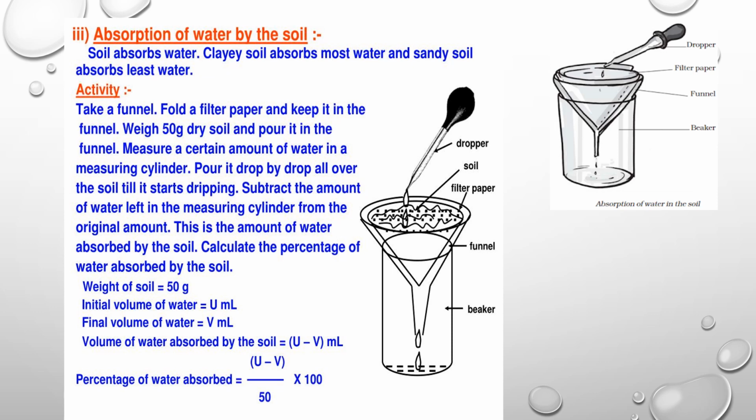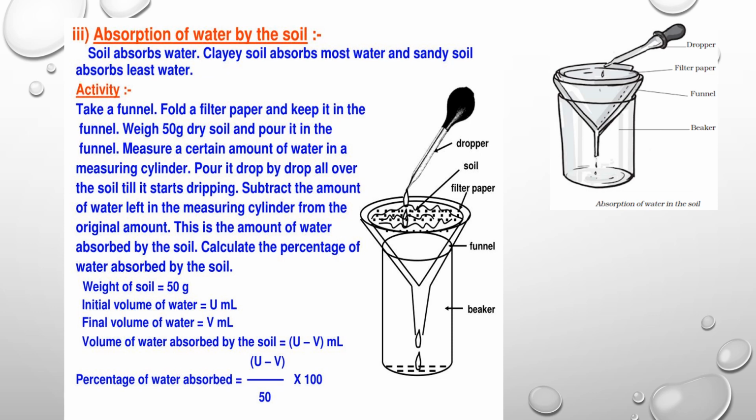Then this is the properties of soil experiment, where absorption of water by the soil. I hope you are listening. In the previous video session we learned about absorption of water, and I explained it on the whiteboard. So soil absorbs water, clayey soil absorbs most water, and sandy soil absorbs least water.